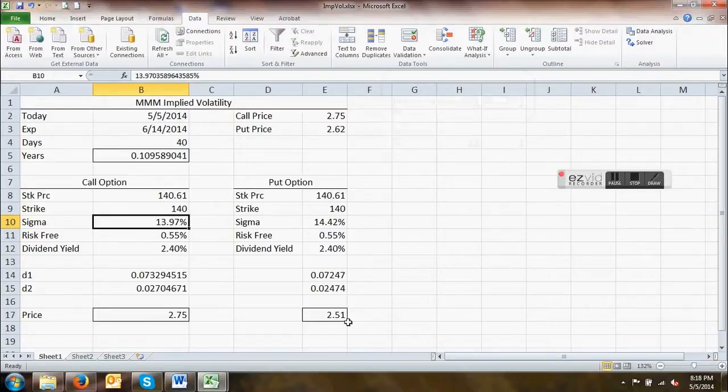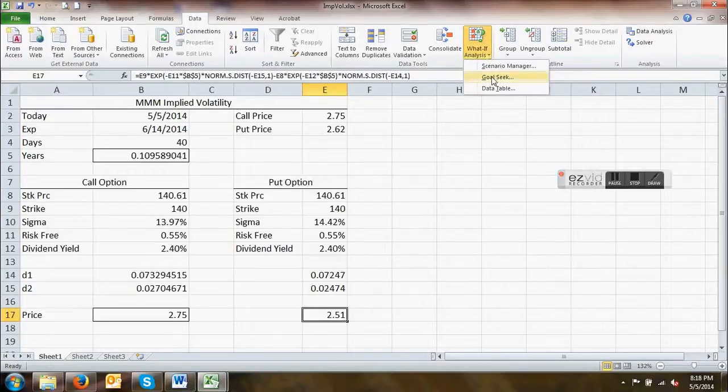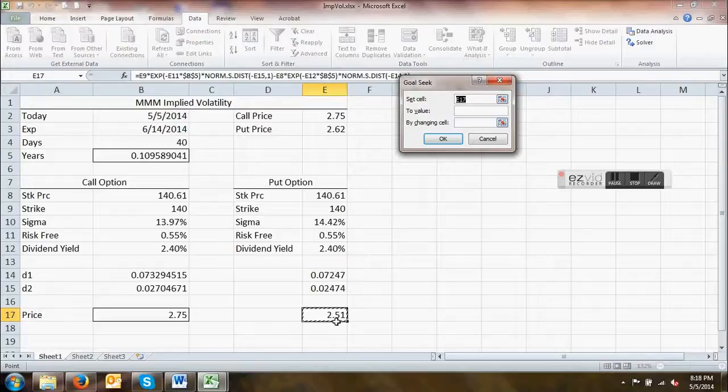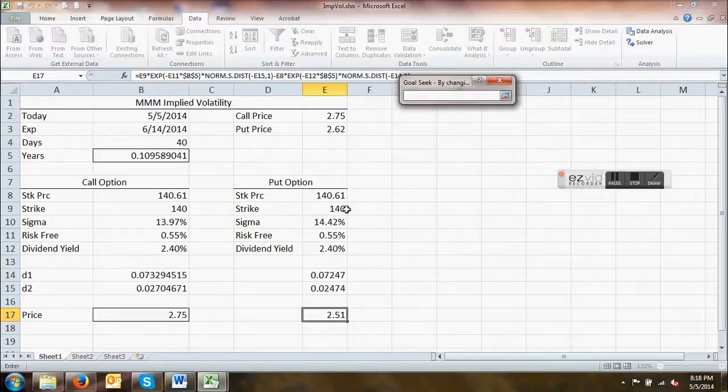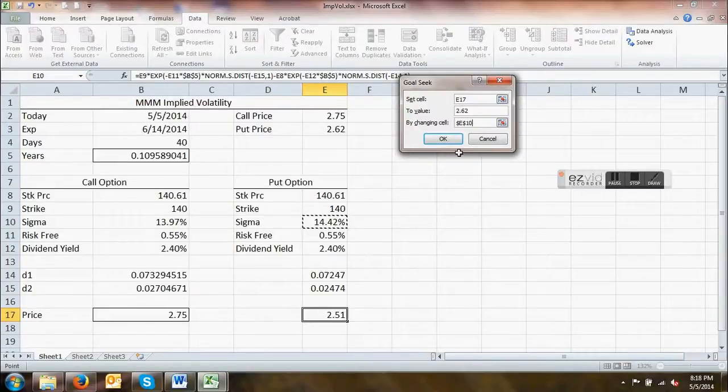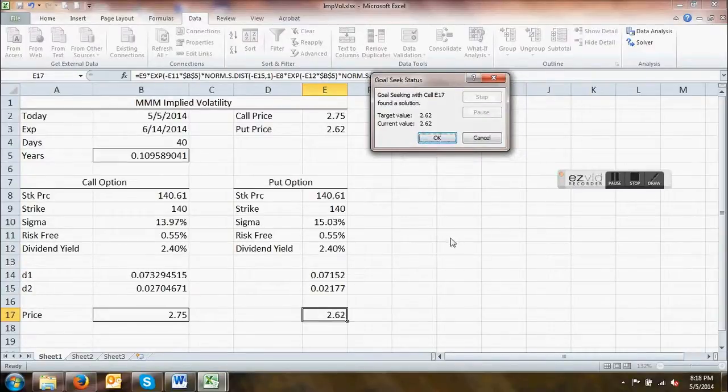We're good there. We can go ahead and do goal seek here. What if analysis? We're going to do a goal seek. We're going to set this value to 2.62. And we're going to do it again by changing the sigma value. And you'll see that the implied volatility of the put is different than the implied volatility of the call.